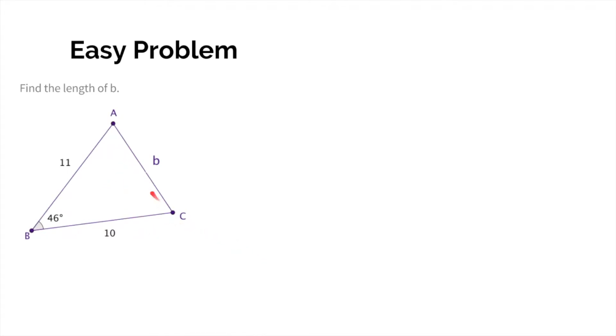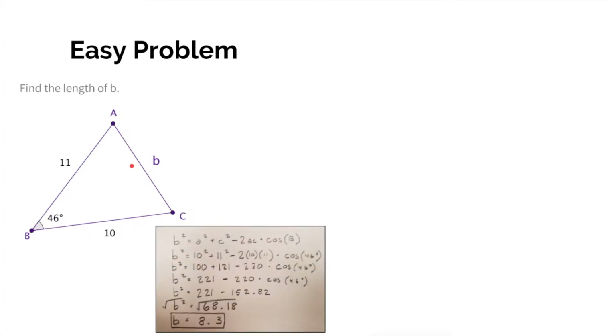So let's plug in what we have to our equation to get b squared equals 10 squared, which is 100, plus 11 squared, which is 121, minus 220 times the cosine of 46. 220 times the cosine of 46 is 152 minus 82, and 221 minus that is 68.18. Square root both sides to get rid of the squared b, and your answer is 8.3.